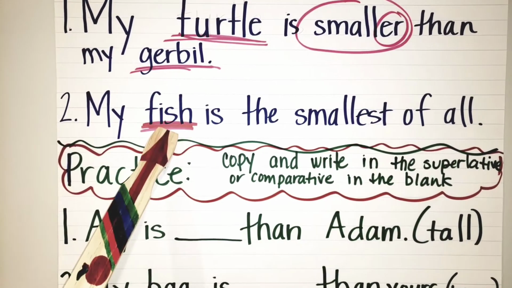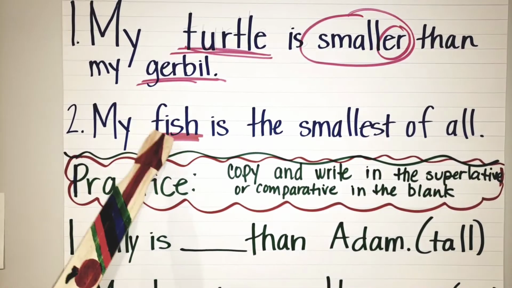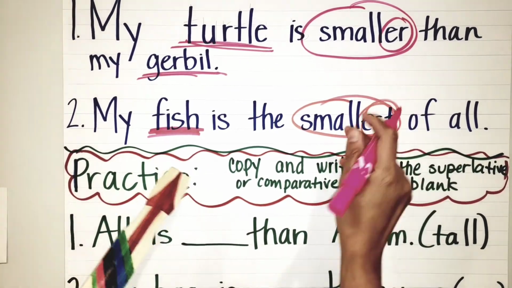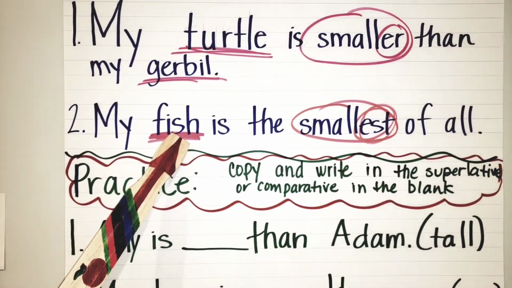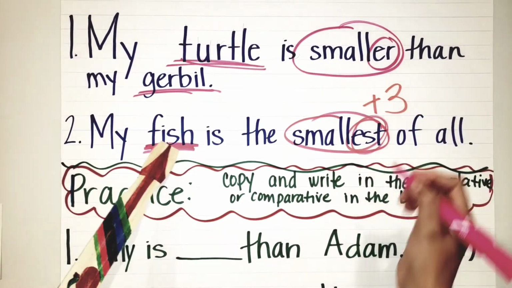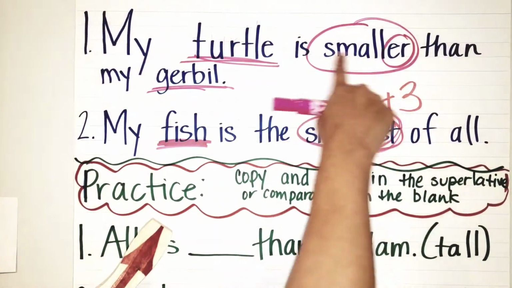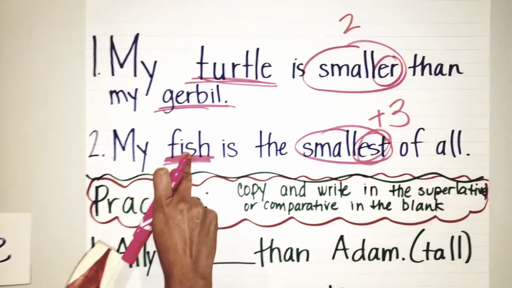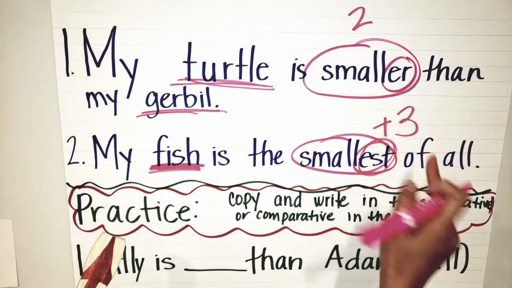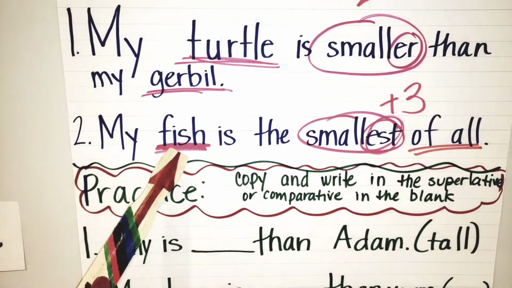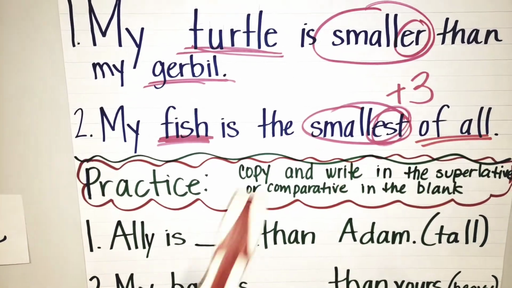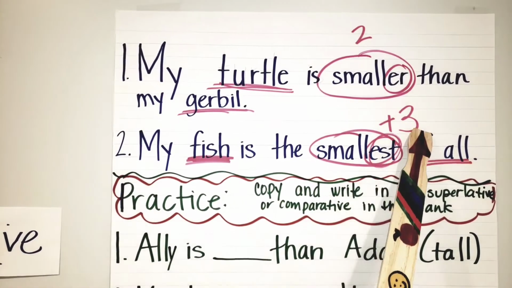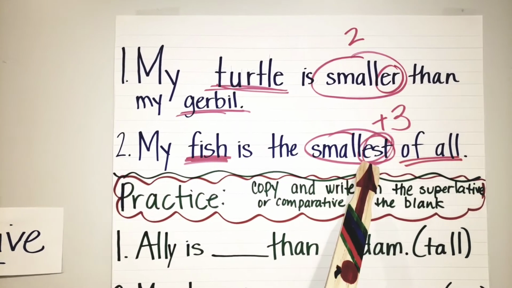Of all. That means that there's a lot of fish, right? And this fish happens to be the smallest. It ends in EST. That means that I'm comparing fish. And how many fish? It could be, I don't know, more than 3. Here, I know that there's 2 things, right? The turtle and the gerbil. Here, I'm comparing the fish. It could be 3 or more fish because it says of all. My fish is the smallest of all. So there could have been 5 fish. There could have been 3 fish. I don't know, more than 3 because my fish happens to be the smallest.